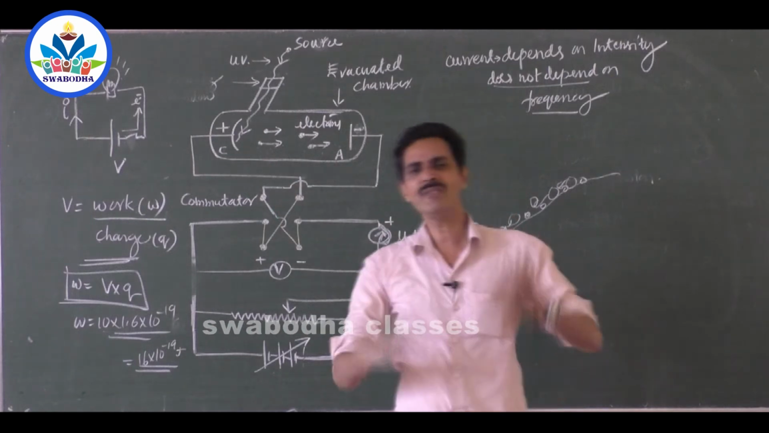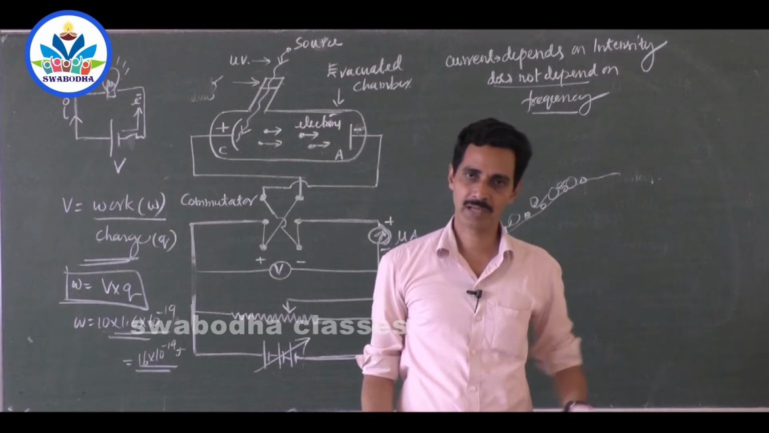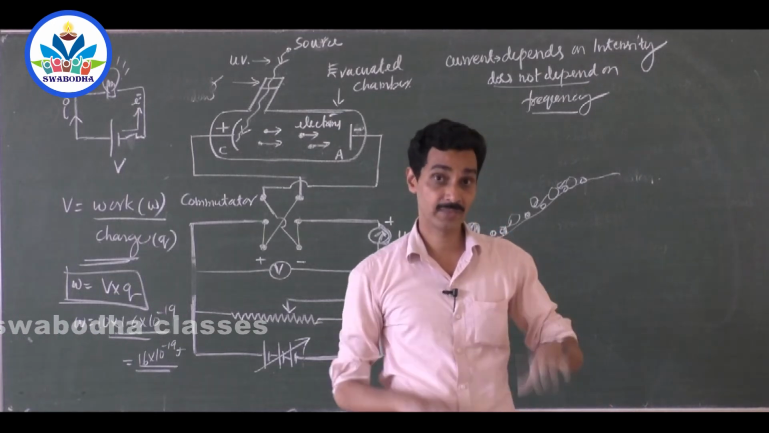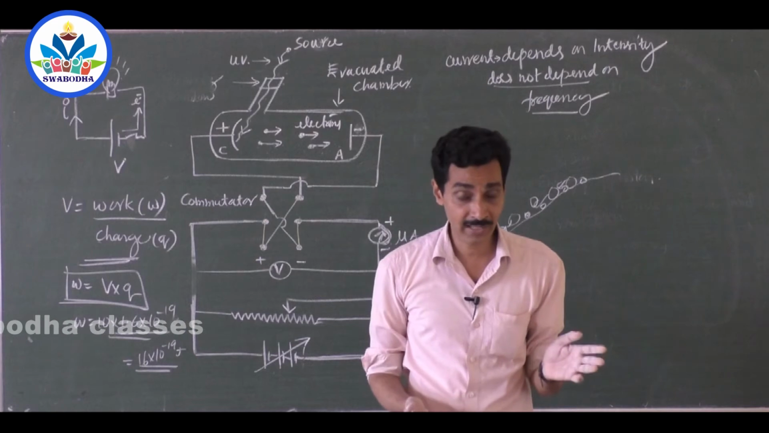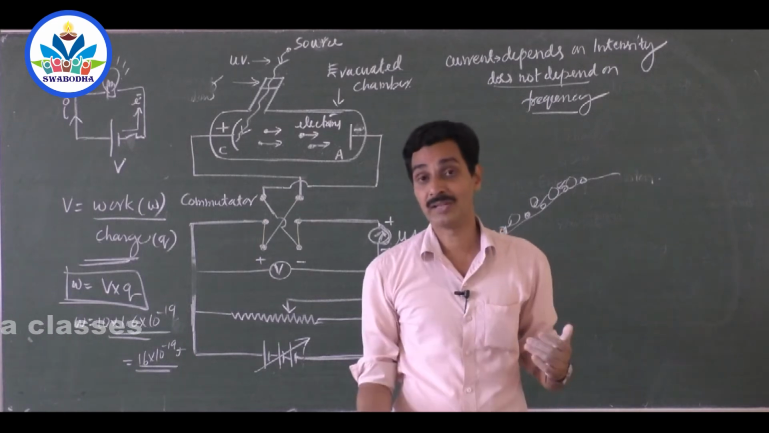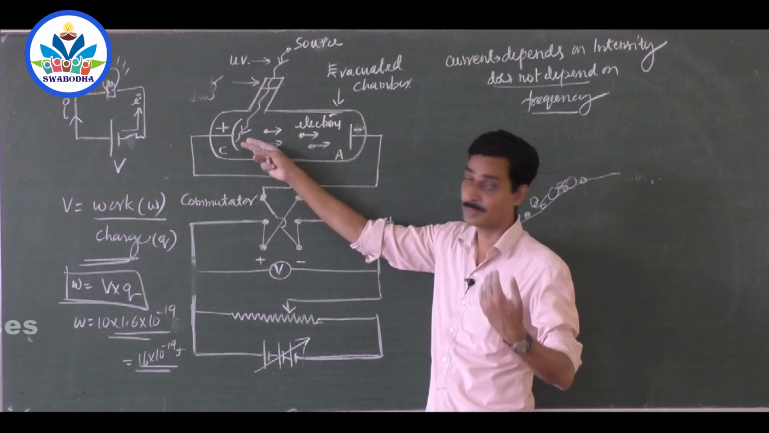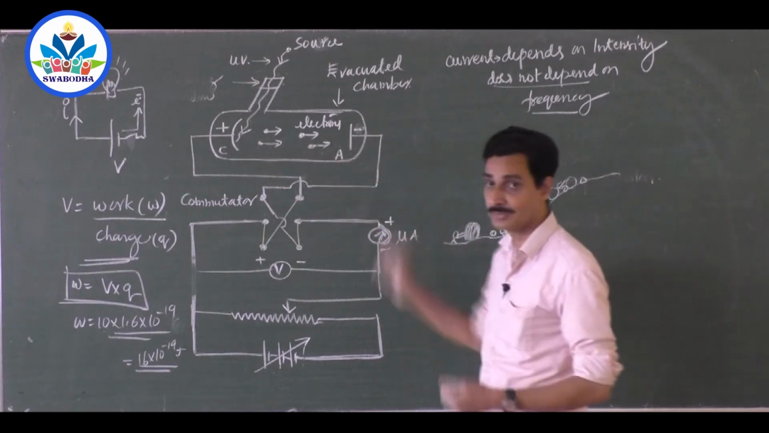Suppose your father has given you enough money, 150 rupees. For traveling you need 80 rupees, but your father has given 150. So how much do you need, and how much do you have as extra, like kinetic energy? 70. You have enough energy, so you can get emitted, you come out of the cathode, you start moving.